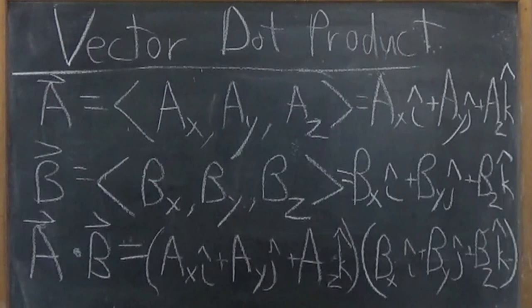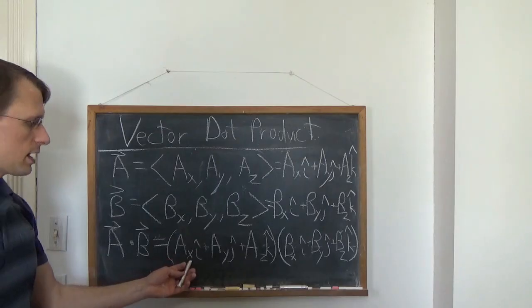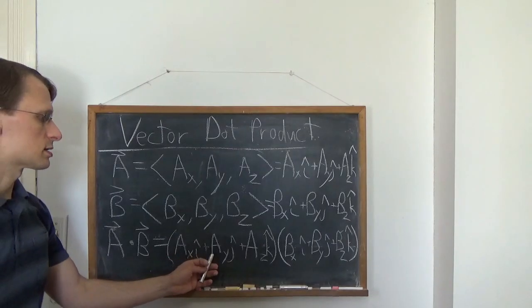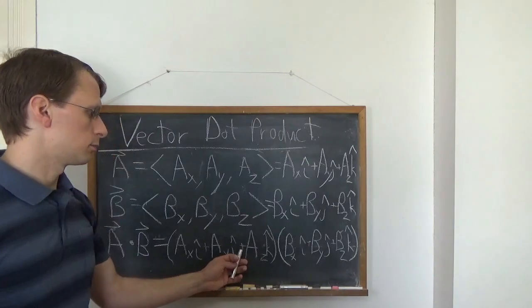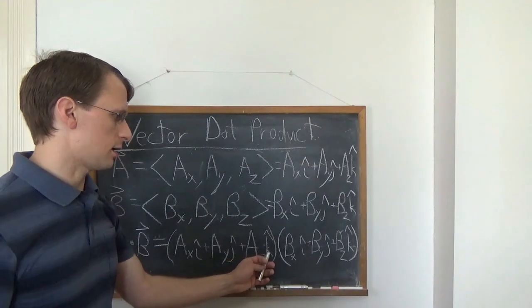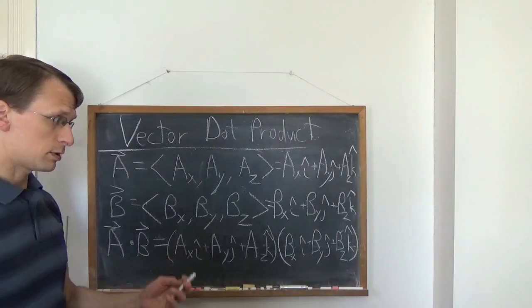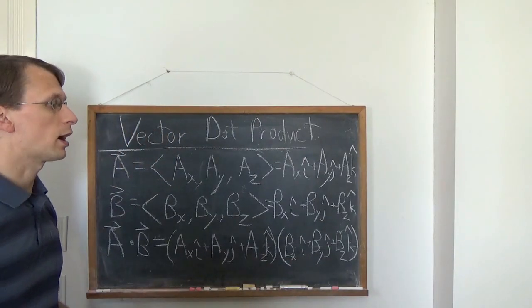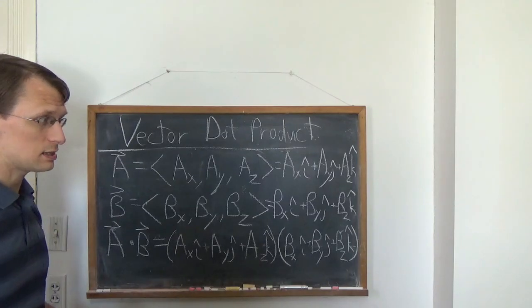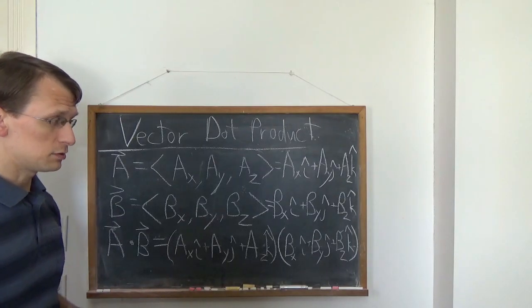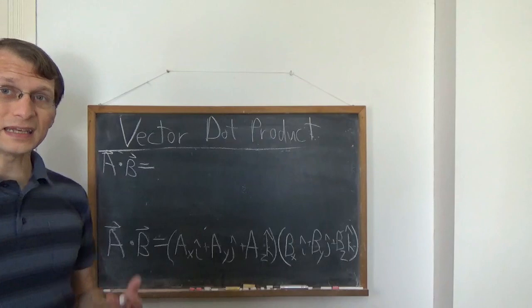So setting up the problem, your vector A dot vector B would first be set up where you have AX i hat plus AY j hat plus AZ k hat, that quantity multiplied by the B vector, BX i hat plus BY j hat plus BZ k hat. And if you distribute that, you end up getting 9 different expressions.